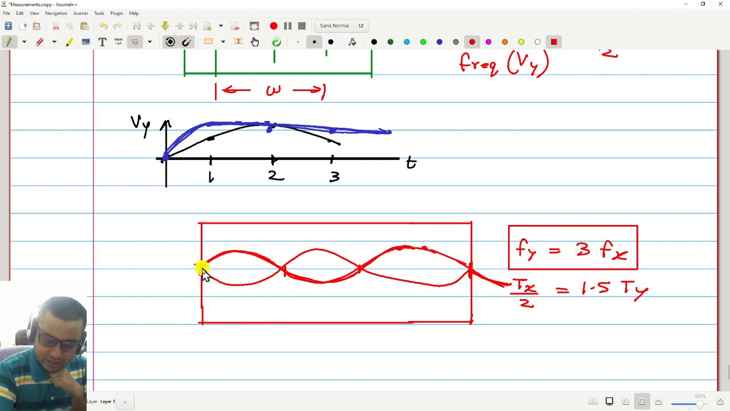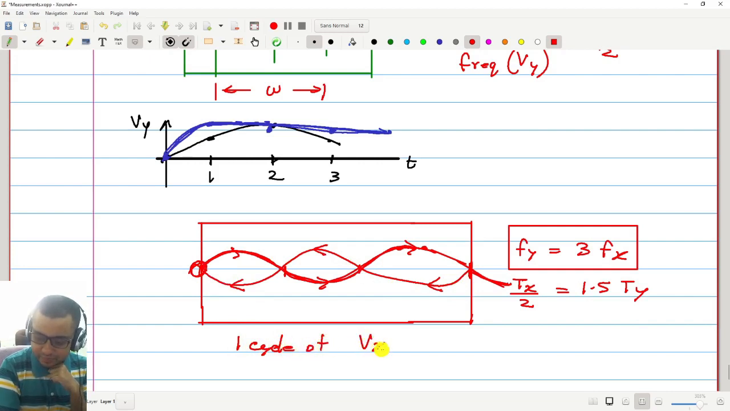Let me check. Start from here, this is the starting point, and let me go like this. Follow this path while going from left to right and back to left. This is one cycle of Vx, and meanwhile we are going up, down, 0, one cycle, up, down, 0, two cycles, up, down, 0, three cycles of Vy.